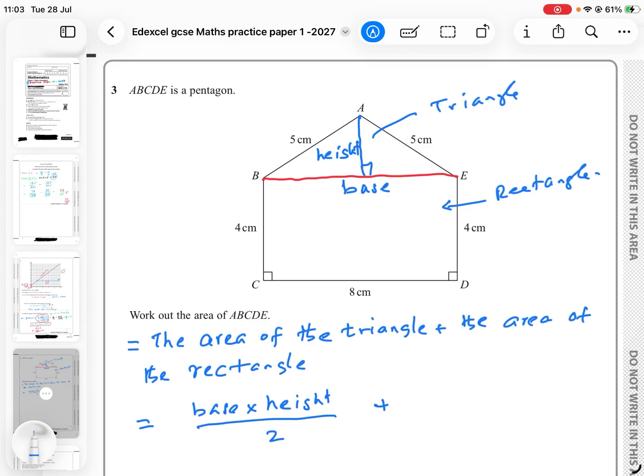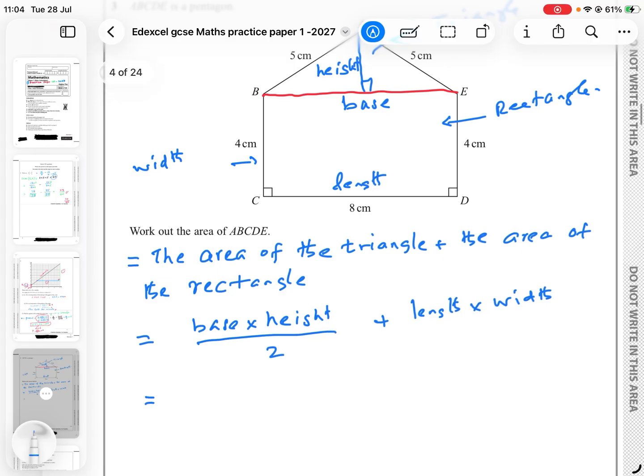Plus the area of the rectangle, this is the length, this one the width. So the area of the rectangle is length times width. So now the base is 8 centimetres. This one is the same as the base, 8 centimetres, because it is a rectangle. So 8 times the height.